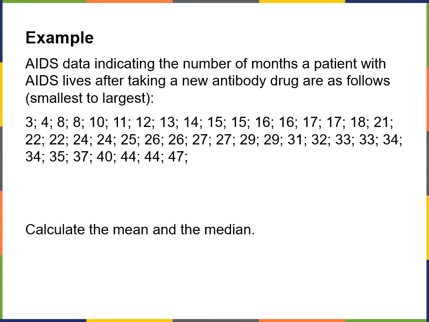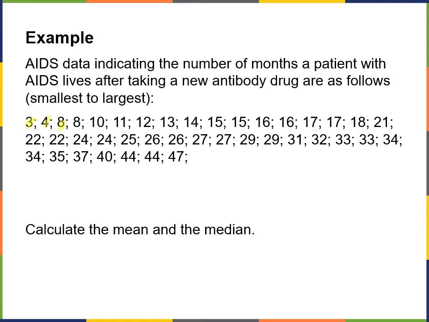So here's an example for calculating both the mean and the median. It's about AIDS data for the number of months a patient will live after taking a new antibody drug. And so you see it goes from 3 at the lowest to 47 at the highest. And it's already put in order. We have to figure out how many data values we have. Okay, so we'll have to count that off.